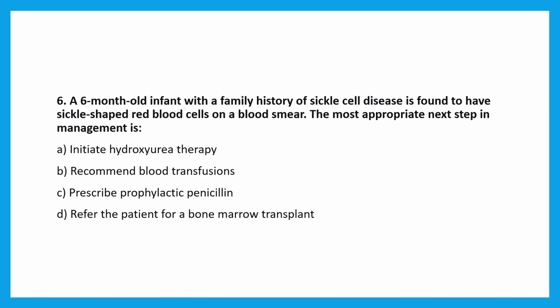A 6-month-old infant with a family history of sickle cell disease is found to have sickle-shaped red blood cells on a blood smear. The most appropriate next step in management is what? So, a 6-month-old infant. Of course, what's the condition? Sickle cell disease.